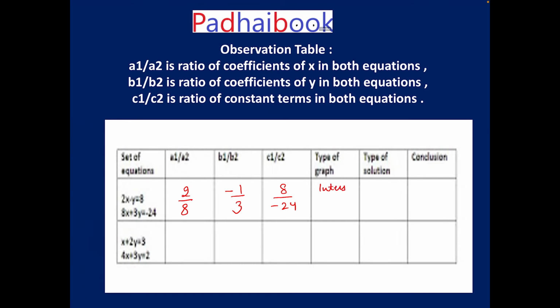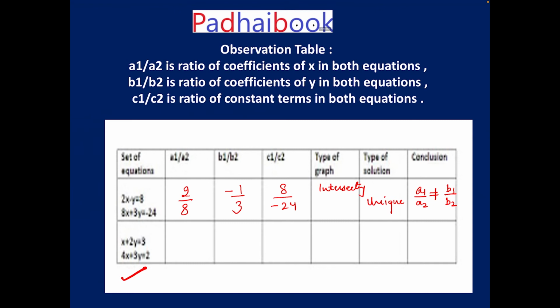Now, type of graph, it was intersecting. You can very well see that the two lines are intersecting. Type of solution: since the two lines are intersecting at one point, we say a unique solution. And finally, the conclusion we get from here is that A1 by A2 is not equal to B1 by B2. Right? Similarly, we can fill the entire table for the second set of equations. And from this, we observe that if given any two linear equations in two variables, then the condition for the unique solution, that means one solution, is that A1 by A2 should not be equal to B1 by B2.